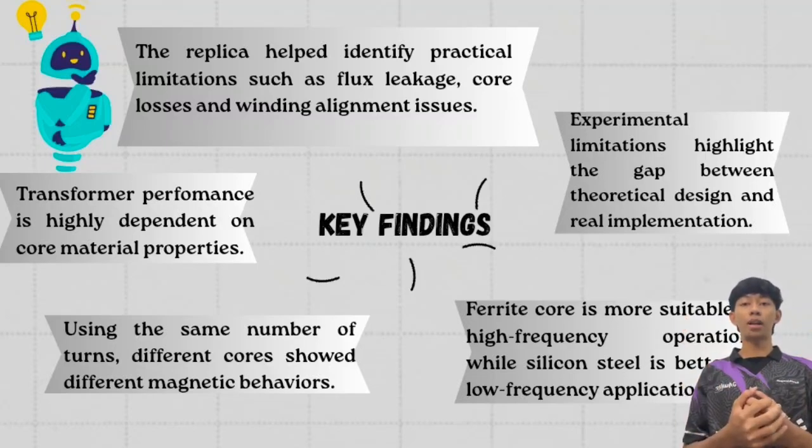Next, the replicas helped us identify several practical limitations, including flux leakage, core losses, and winding alignment issues. These problems occurred due to imperfections in construction and material limitations. This experimental limitation clearly highlights the gap between theoretical transformer design and real-world implementation. Finally, our finding confirms that ferrite cores are more suitable for high-frequency applications, while silicon steel cores perform better at low frequency, which aligns with established transformer theory.